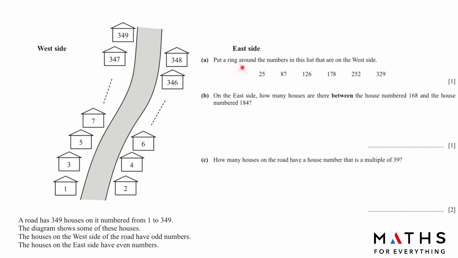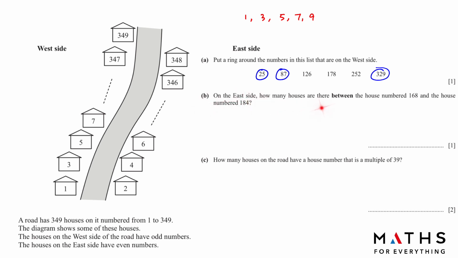We have to put a ring around the numbers in this list that are on the west side. Remember, west side has odd numbers. What are the odd numbers? Numbers ending with 1, 3, 5, 7, and 9. So in that case, 25, 87, and 329 are on the west side. Moving on to the next question.